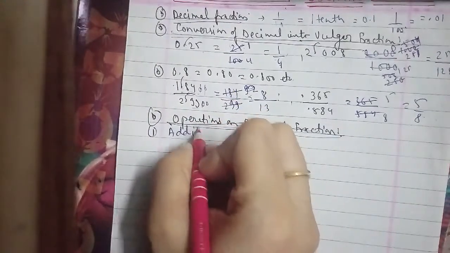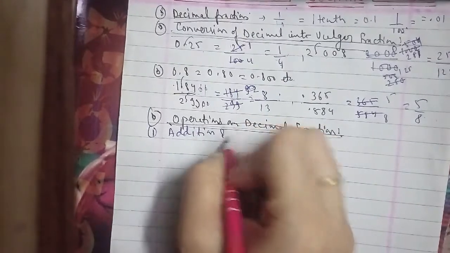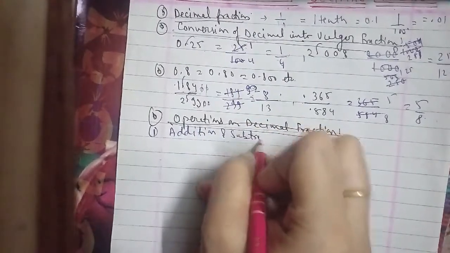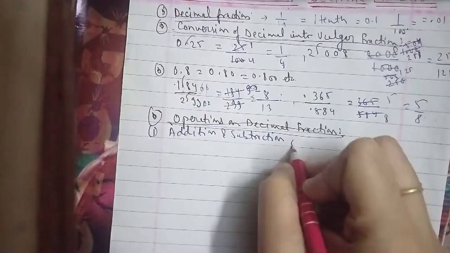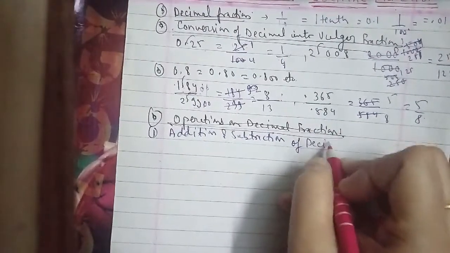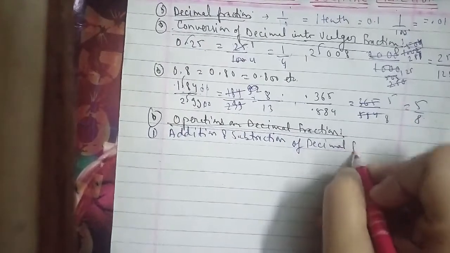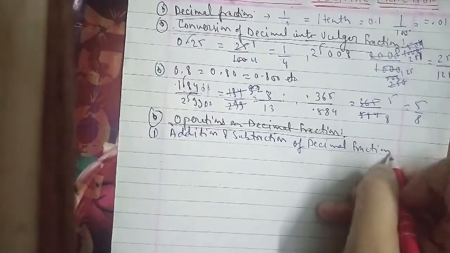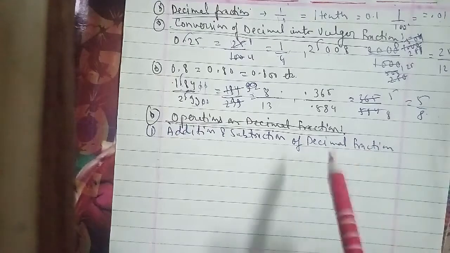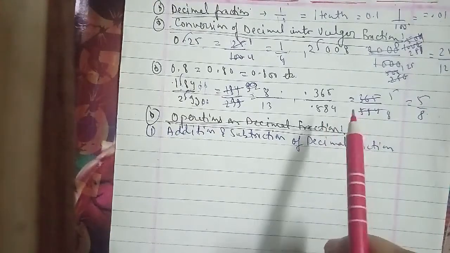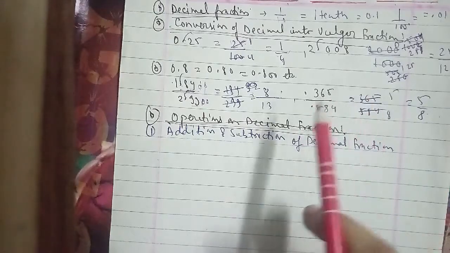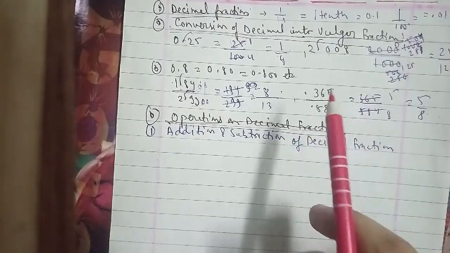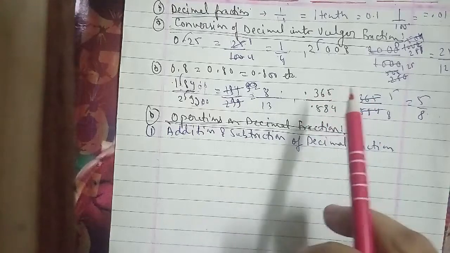Addition and subtraction of decimal fractions. In addition and subtraction of decimal fractions, the given numbers are so placed under each other that the decimal points lie in one column, and the numbers so arranged can now be added or subtracted in the usual way as well.